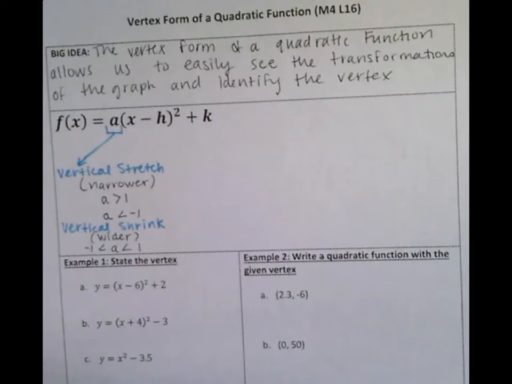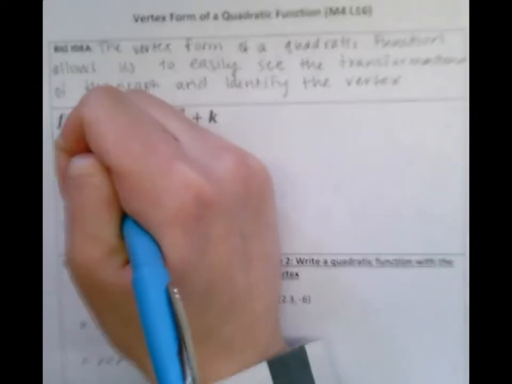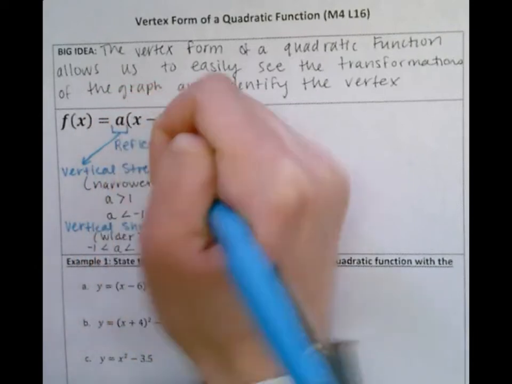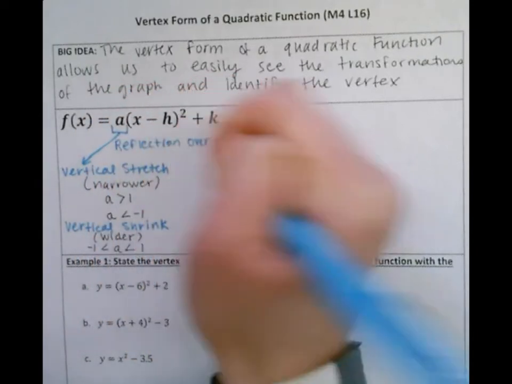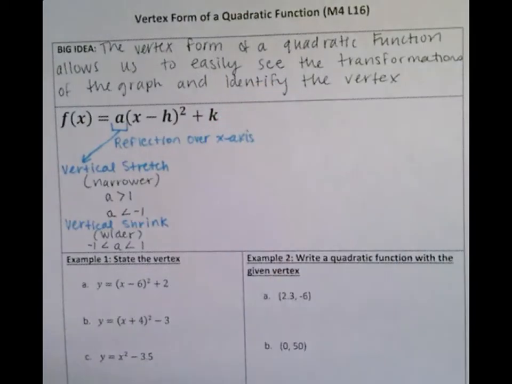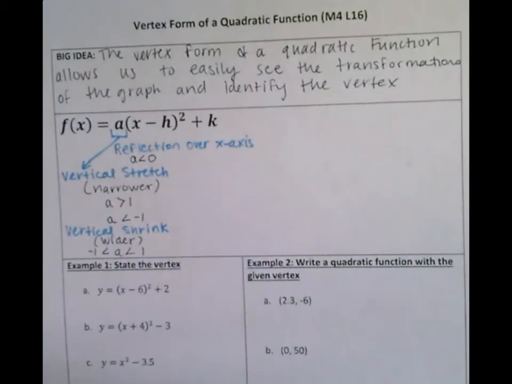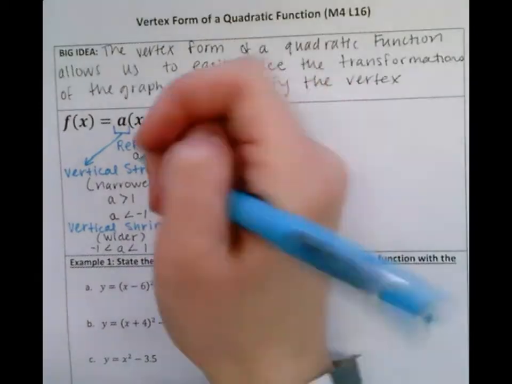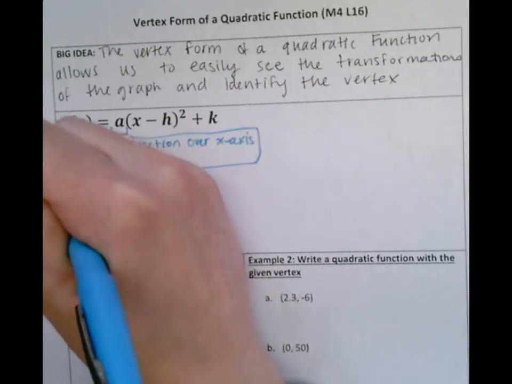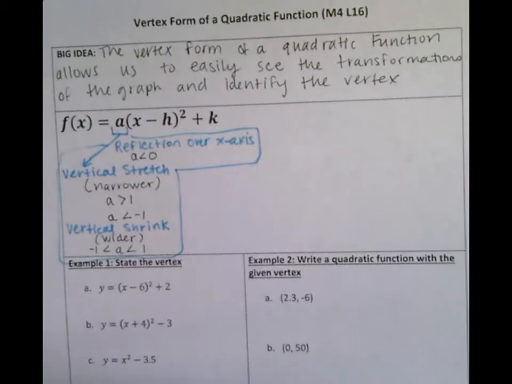And the last thing that a does, and I didn't leave enough space for this, would be that it also would be a reflection over the x-axis. And that's going to happen if a is negative. So I'm going to put a is less than 0 there. Okay, so this is a little bit messy, but all of these things grouped together are the things that a is doing to our graph.